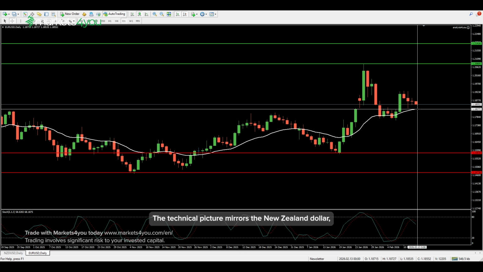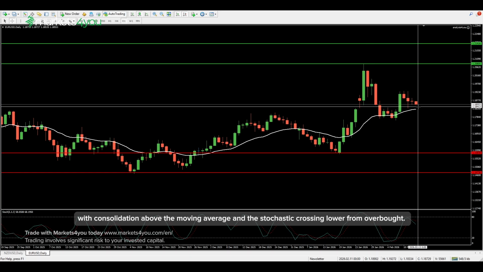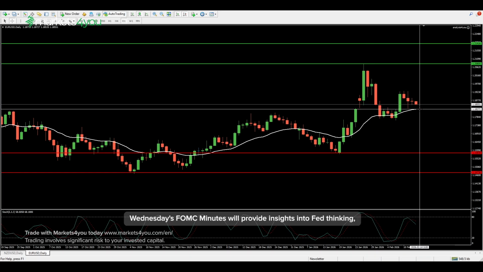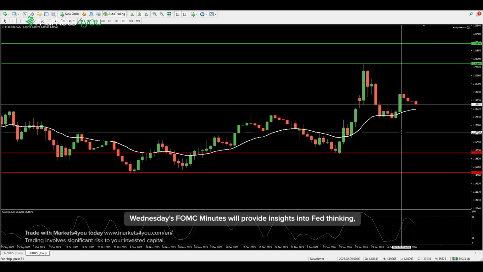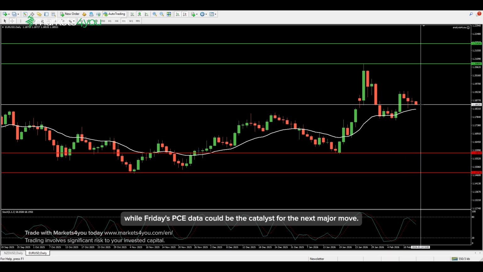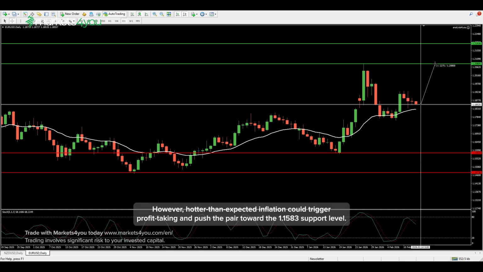The technical picture mirrors the New Zealand dollar, with consolidation above the moving average and the stochastic crossing lower from overbought. Wednesday's FOMC minutes will provide insights into Fed thinking, while Friday's PCE data could be the catalyst for the next major move. If the PCE data comes in lower than expected, it could support a move toward the 1.2081 resistance level. However, hotter than expected inflation could trigger profit-taking and push the pair toward the 1.1583 support level.